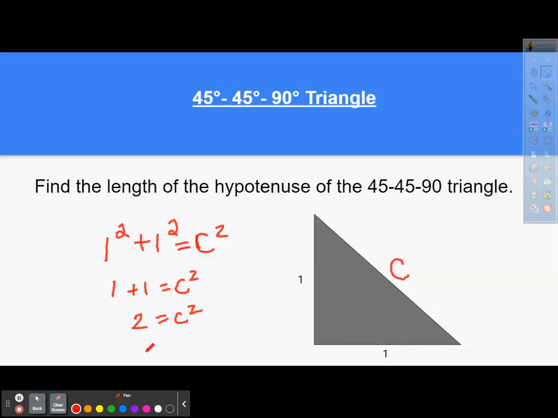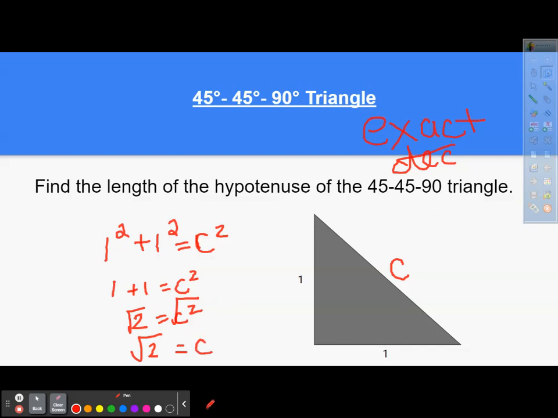And how do I get rid of that square? You square root it. So we square root both sides, and we want our answer to be exact. So all of these answers in this section need to be exact. That means do not put it in decimal. So the square root of 2 equals C. So we type in the square root of 2 equals C.